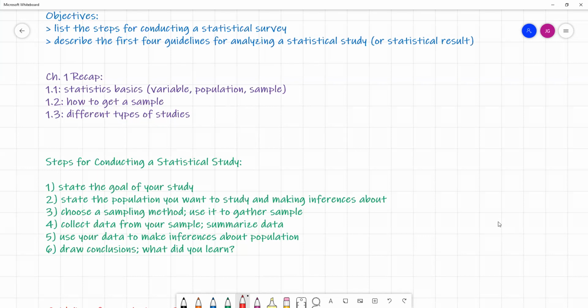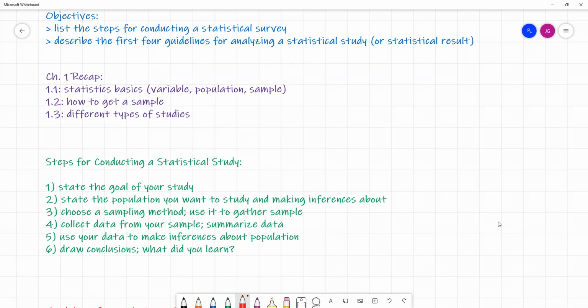Third step is to then choose a sampling method and use it to gather your sample. Okay, so from the 5, and there's actually more than just those 5 methods that we covered in 1.2, but how do you want to gather your sample? And when you decide that, go ahead and get your sample. Fourth step is to collect the data from that sample and then summarize the data that you've gathered. Okay, there's lots of different ways you can summarize this data. We'll talk about how to summarize numerical data a lot in chapter 2.